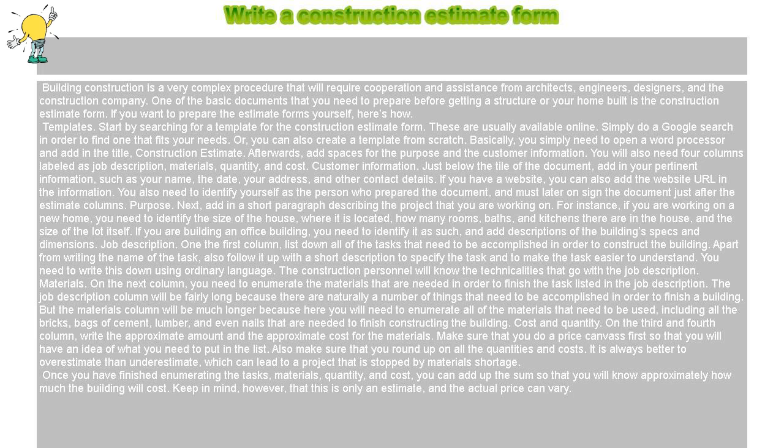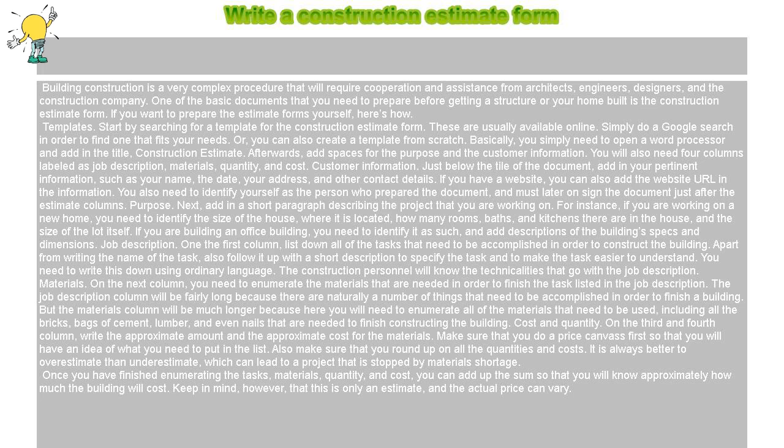Job description. The first column, list down all of the tasks that need to be accomplished in order to construct the building. Apart from writing the name of the task, also follow it up with a short description to specify the task and to make the task easier to understand. You need to write this down using ordinary language. The construction personnel will know the technicalities that go with the job description.